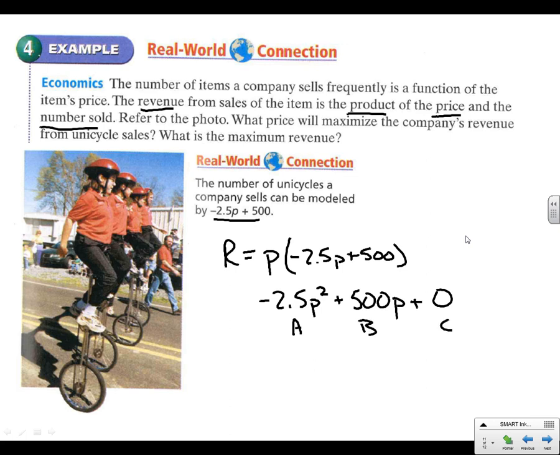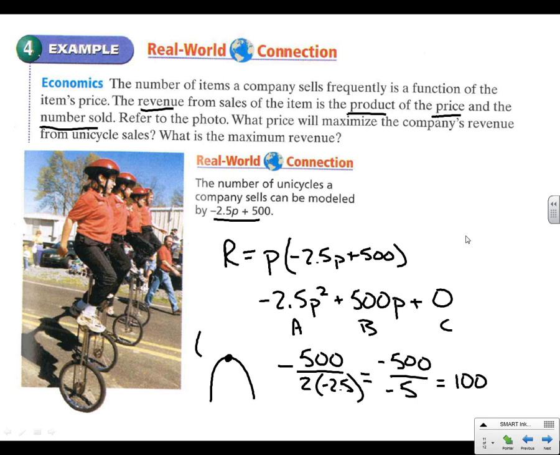And all right, we want to maximize our revenue here, so we need to find the vertex. Since A is negative, we know this is going down. Let's find the vertex. Negative B over 2A. 2 times 2.5 just happens to be 5, which works out nicely, because 500 divided by negative 5 comes out nice and pretty as 100. So 100 comma what? We want to find that maximum. Plug 100 back in. Negative 2.5 times 100 squared, plus 500 times 100, and there's no C, so we're done there.